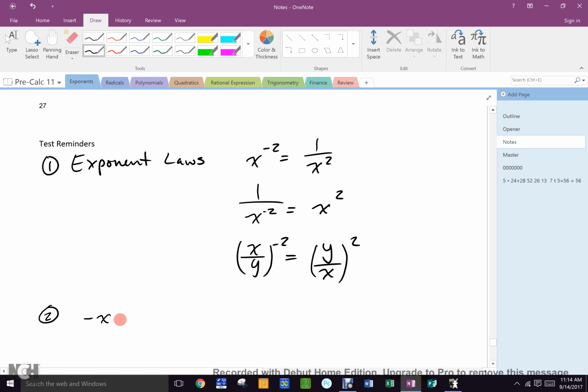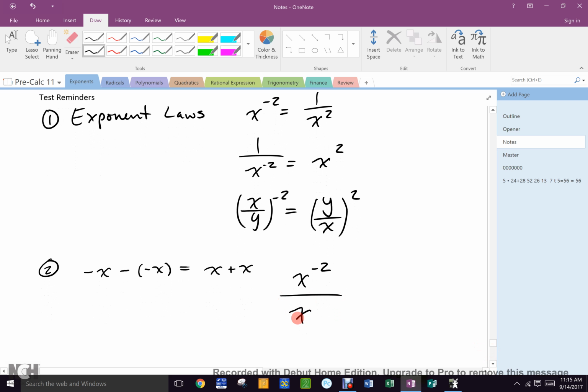Negative x minus negative x is the same as x plus x, right? So that means x to the negative 2 over x to the negative 7 is the same as x to the negative 2 minus negative 7, which is the same as x to the negative 2 plus 7. Okay?